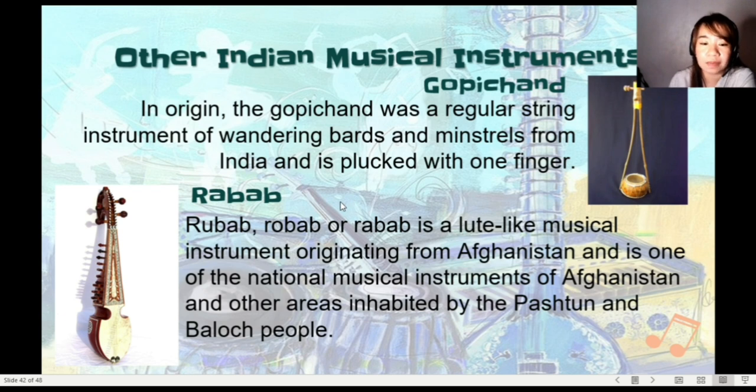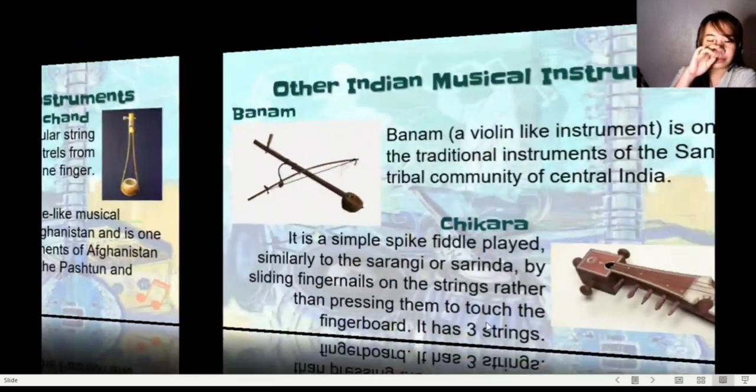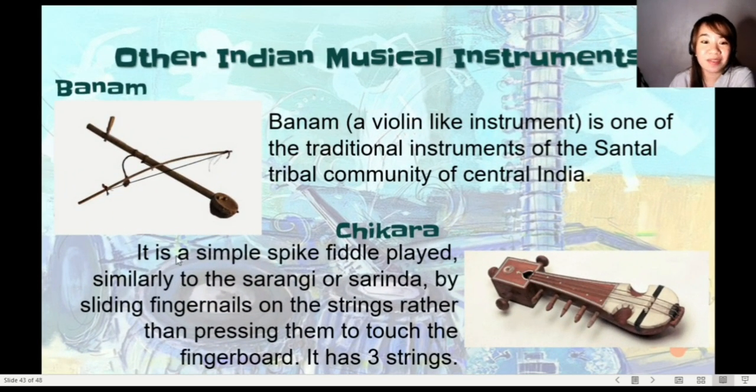And then rabab is a lute-like musical instrument originating from Afghanistan, and is one of the national musical instruments of Afghanistan and other areas inhabited by the Pashtun and Baloch people. And then we have here banam. So this one is like a bow and arrow. Banam, a violin-like instrument. So you can play this one just as you play violin. It is one of the traditional instruments of the Santal tribal community of Central India.